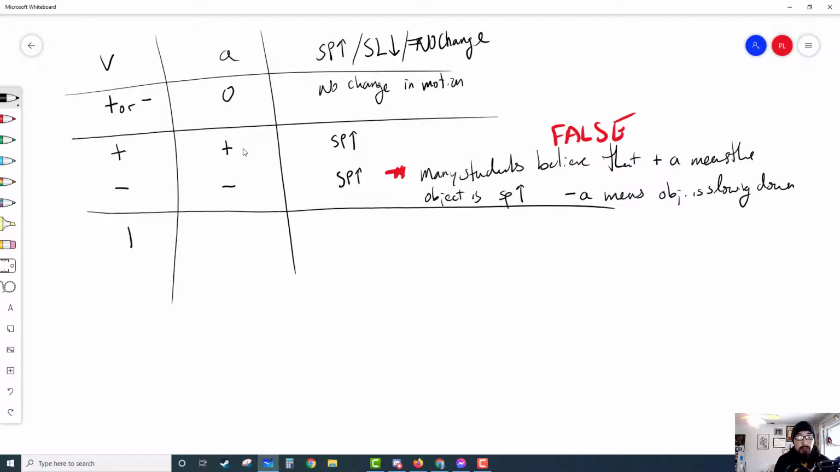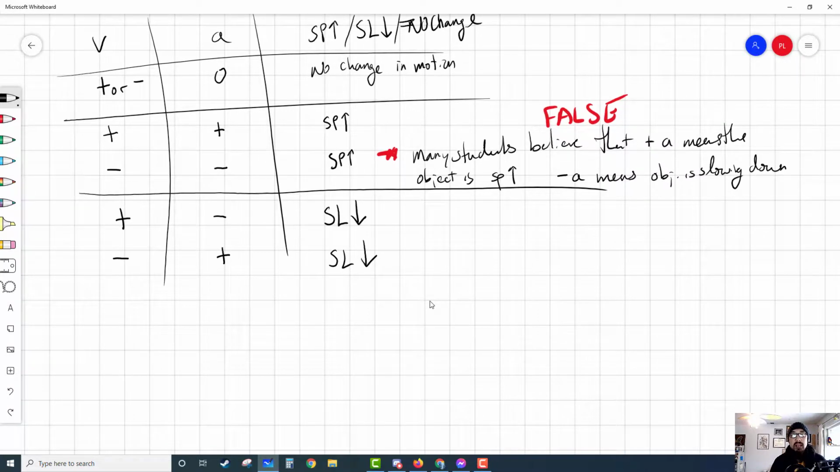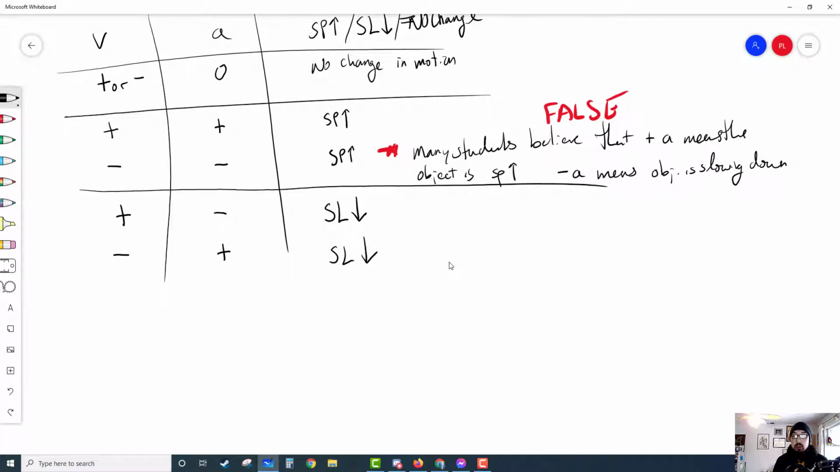And vice versa, if we have an object that's moving towards the right, but it is accelerating towards the left in the negative direction, that is when the object is slowing down. If you have an object that's moving towards the negative direction, left or downwards, but the object has a positive acceleration, that means that it's slowing down. Okay, notice here, if the signs are opposite, that means that it is slowing down, which goes back to my red flag over here, where I stated many students believe that a positive acceleration means the object is speeding up. Here we have a positive acceleration, but the object was slowing down, and it's because there was a negative velocity. Okay, all right, last one.